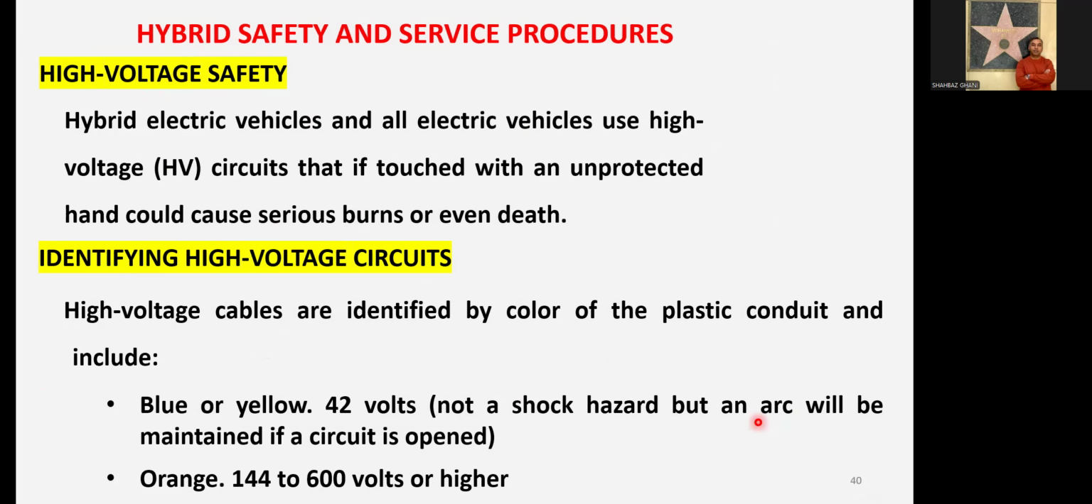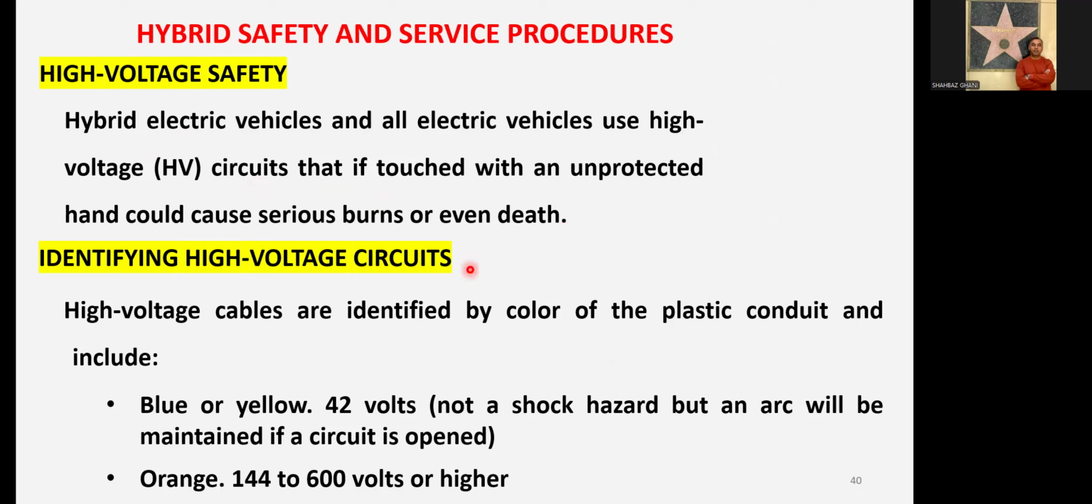Now, there are some high voltage safety features or service procedures which we have to follow. High voltage safety: hybrid electric vehicles and all electric vehicles use high voltage HV circuits that, if touched with an unprotected hand, could cause serious burns or even death. So you have to take high voltage safety into account and be very cautious, because these circuits could cause serious burns or even death.